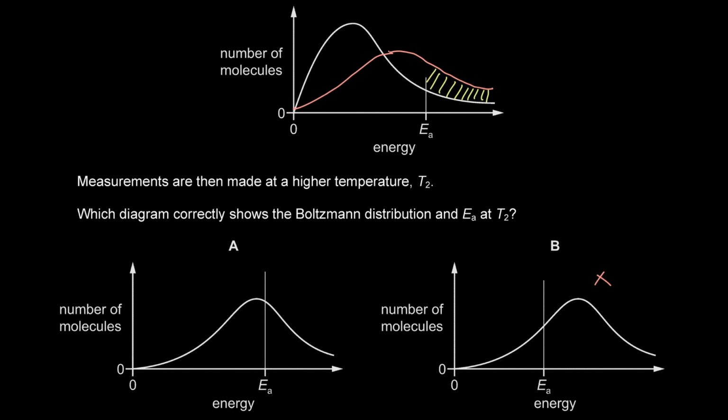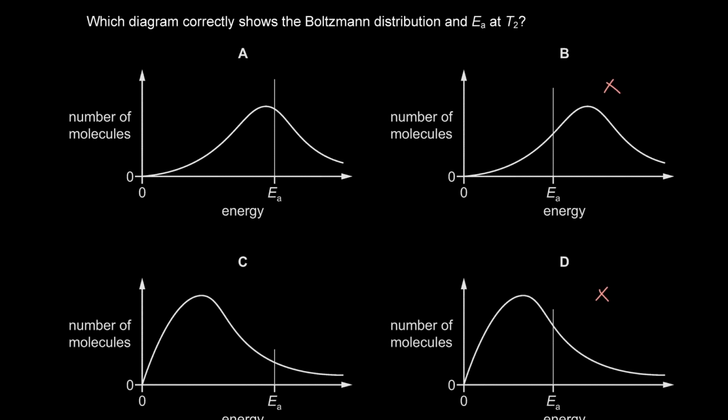So initially it was only these molecules over here that were reacting, right? But at higher temperature we'll have more molecules that can react. So the answer over here is A, right? The curve shifts to the right, becomes a bit flatter, and there's a greater number of molecules that now have energy greater than or equal to the activation energy. So the area under the curve to the right of the activation energy increases.